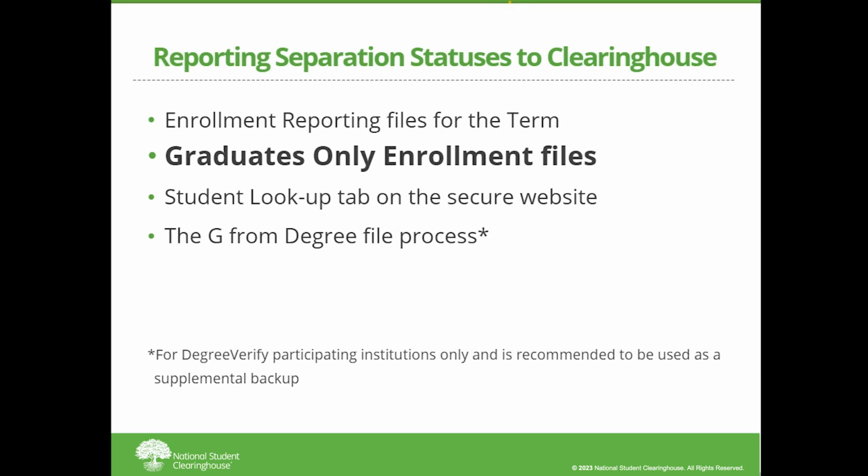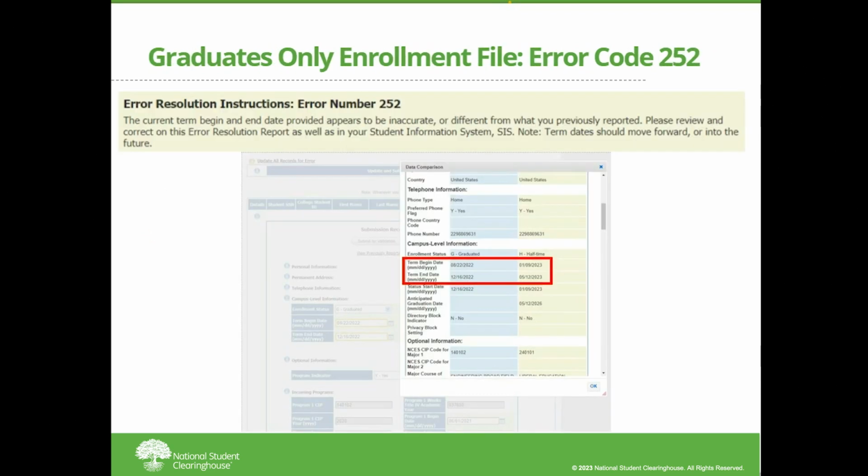Typically, there are 0 to few errors on the graduate-only files. However, there are 2 common error codes that occur on graduate files that we will take a moment to review. One of the most common error codes on graduates-only enrollment files is the error code 252. Error code 252 occurs when a student is reported with different term dates than what was previously reported. This error can occur on regular enrollment files, but we are going to focus on one of the most common reasons that they would occur specifically on a graduate-only file.